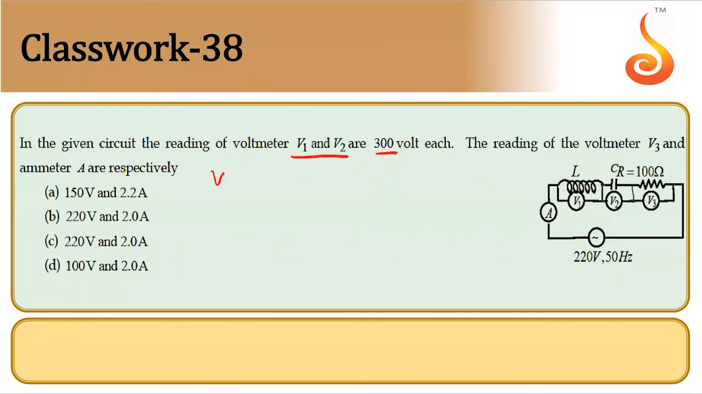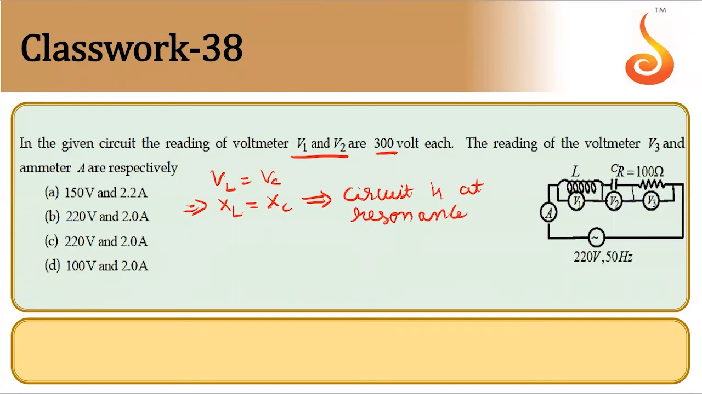That means VL is equal to VC. It's a series LCR circuit. So XL should be equal to XC. This means circuit is at resonance. So when circuit is at resonance, entire applied voltage appears across resistor. So V3 should be equal to 220 volt.